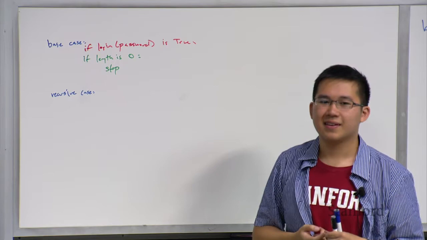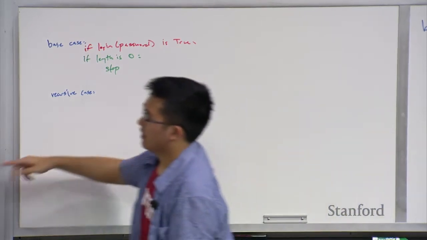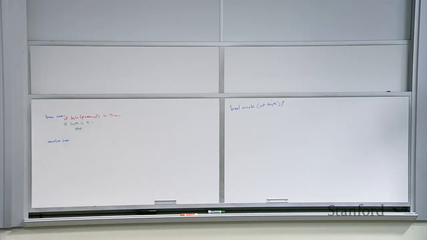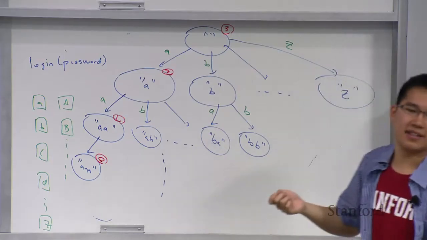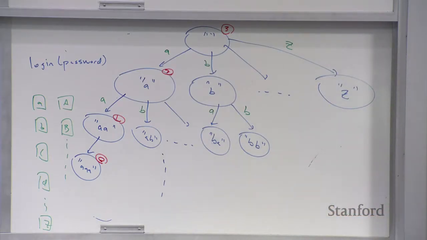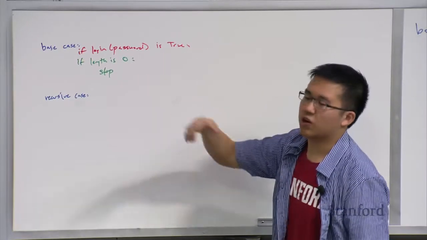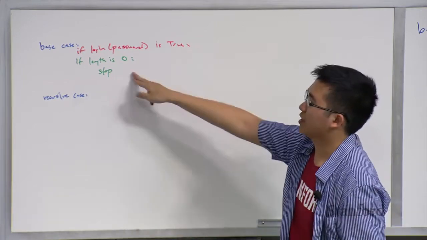So it could be that long. Yeah, exactly. So if the length is 0, AAA is technically a valid password you could try. So we should try AAA first. And if that doesn't work, then we know we're done, because we don't want to keep extending it anymore. So that's when we stop.